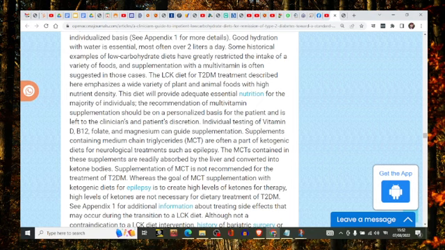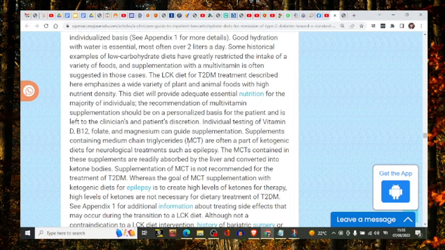Some historical examples of low carbohydrate diets have greatly restricted the intake of a variety of foods, and supplementation with a multivitamin is often suggested in those cases. The LCK diet for T2DM treatment described here emphasizes a wide variety of plant and animal foods with high nutrient density. This diet will provide adequate essential nutrition for the majority of individuals. The recommendation of multivitamin supplementation should be on a personalized basis for the patient and is left to the clinician's and patient's discretion. Individual testing of vitamin D, B12, folate, and magnesium can guide supplementation.